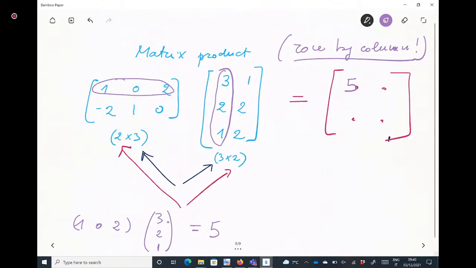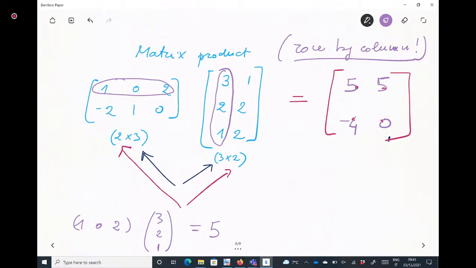No, sorry, this was 3. Okay, 3 plus 2, 5. Okay, this is again 5. It is 1 plus 0 plus 4. Now, second row by first column, this element, minus 6 plus 2 plus 0. Minus 6 plus 2 is minus 4. Okay? Position 2, 2. Second row by second column. Minus 2 plus 2, which is 0, plus 0. 0. This is the product. Okay? So matrix product works row by column.